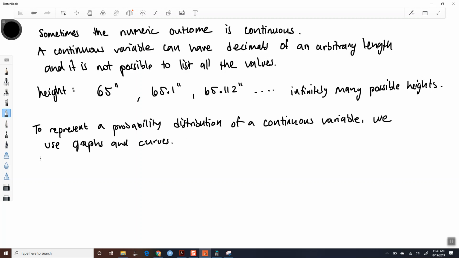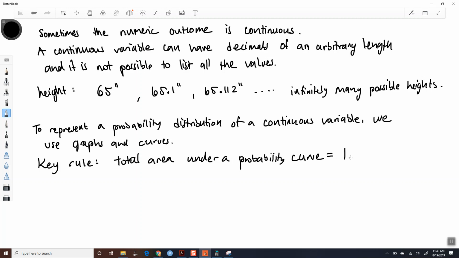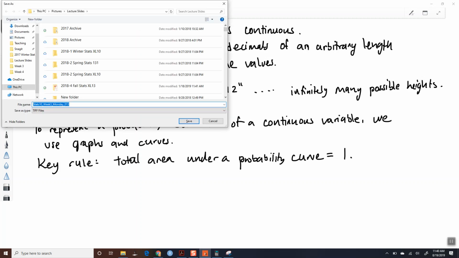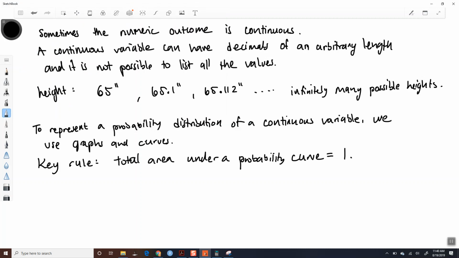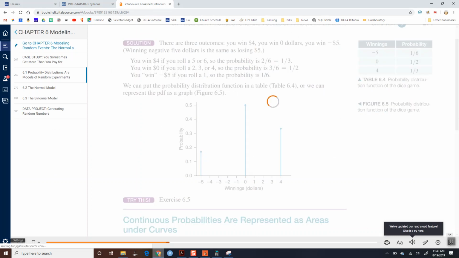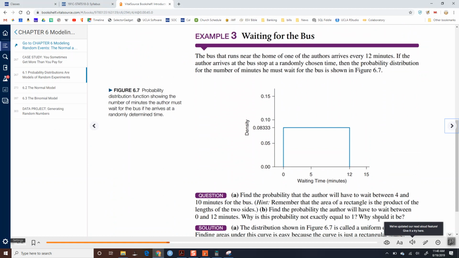And the key rule is that the total area under the curve, under a probability curve, equals 1. So here's a simple example.